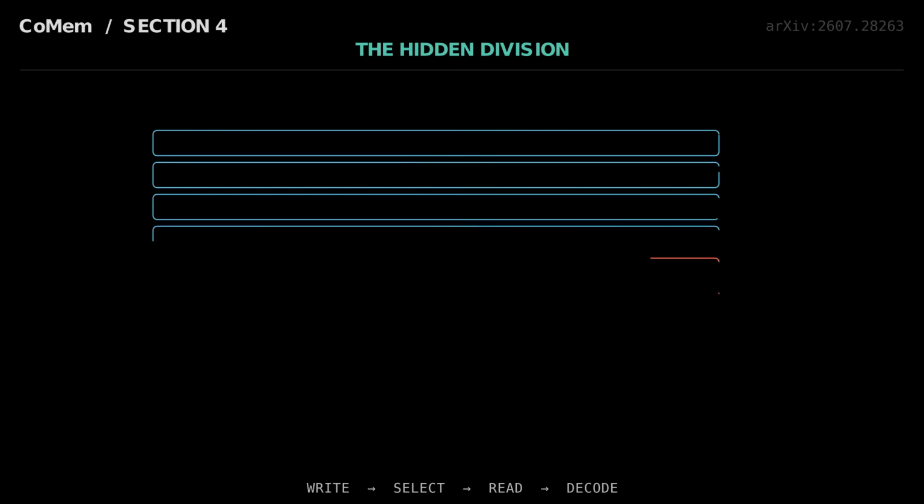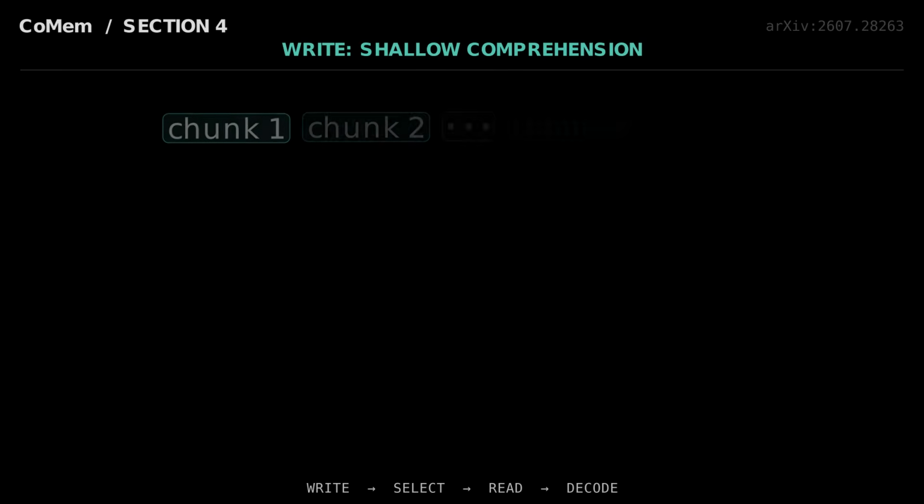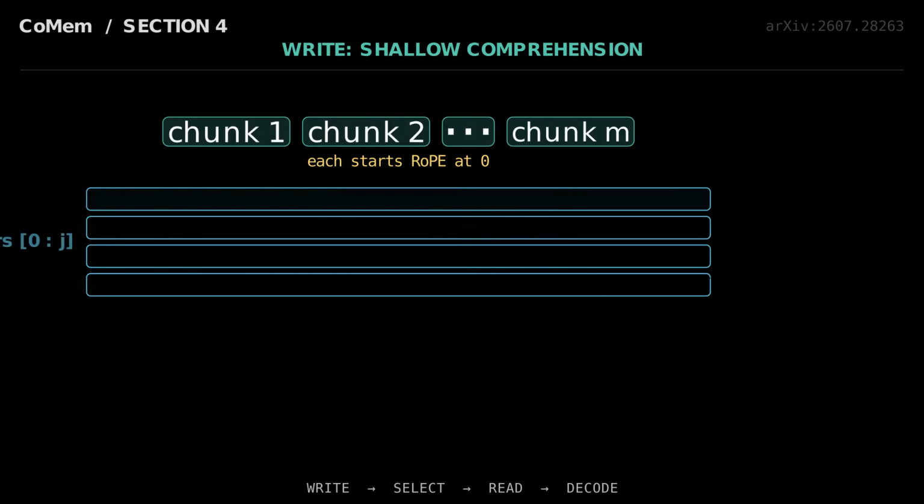The paper's counter-observation is about depth, not token count. Lower layers turn a span into a semantic representation. Upper layers increasingly specialize that representation for the next token distribution. If understanding is mostly finished halfway down the stack, replaying the lower half for every query is prepaid work. CoMem makes that prepaid work explicit.